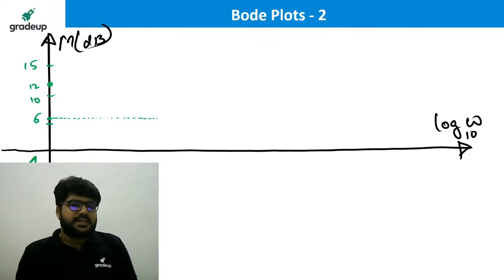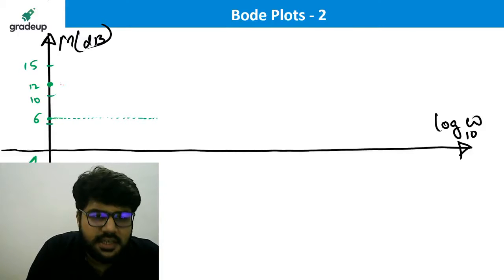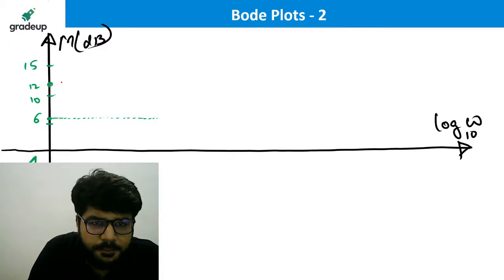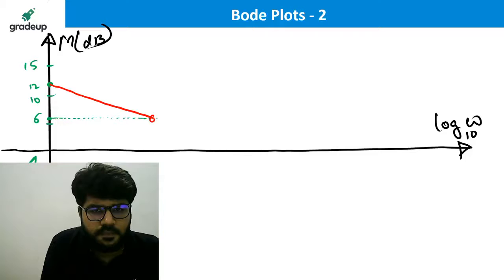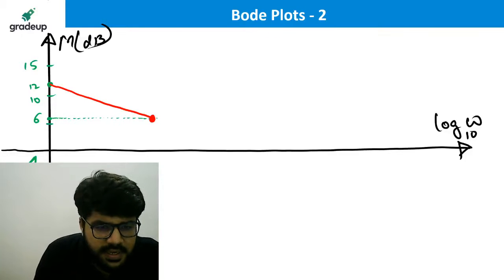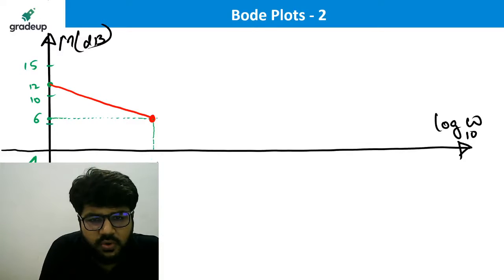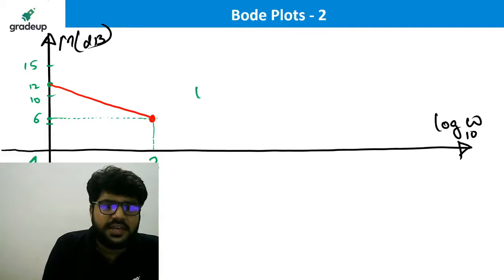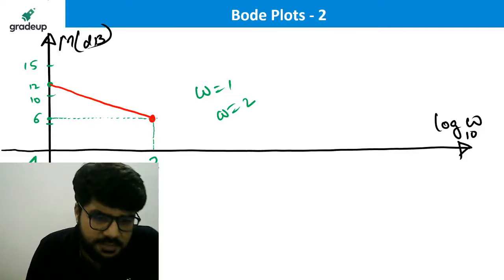So guys, I'm just sketching my initial part. Just focus with me. This is my initial part. I will highlight this frequency as my first corner frequency, that is equal to 2. I will stop. See, the initial part is from omega equal to 1 up to the first corner frequency.